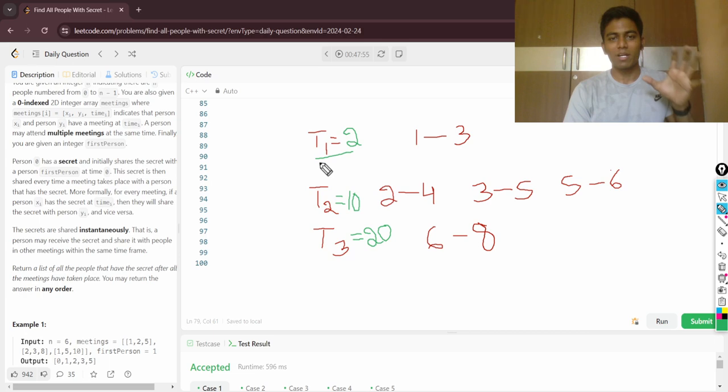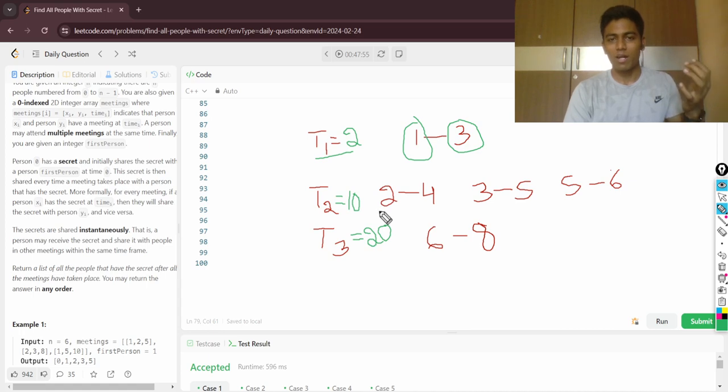And then at this particular time, 0 knows the secret, and then 1 knows the secret. He knows the secret, and then 1 is going to spread the secret to 3. So this person is going to know the secret. After this, we'll move to the next time, which is time equal to 10.